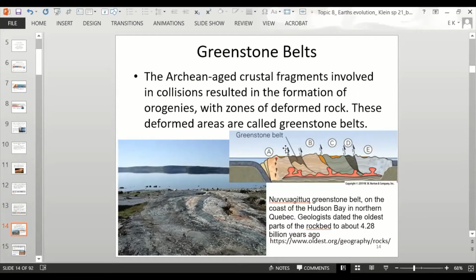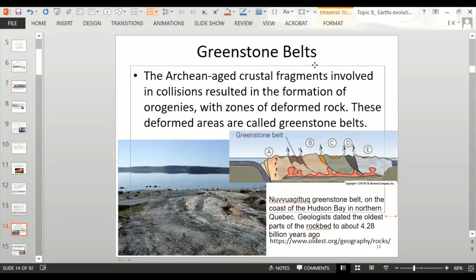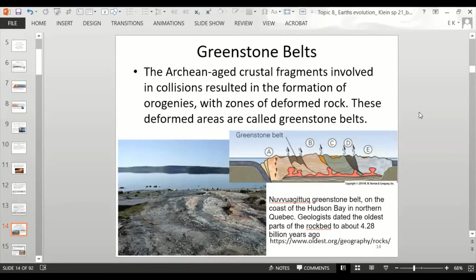And specifically, we call some of these areas greenstone belts. So this line here is pointing to this section right here. That's a greenstone belt. So the Archean age crustal fragments involved in collisions resulted in the formation of orogenies with zones of deformed rock. So some of the areas of the deformed rocks are called greenstone belts. So this is a greenstone belt area on the coast of the Hudson Bay in northern Quebec.